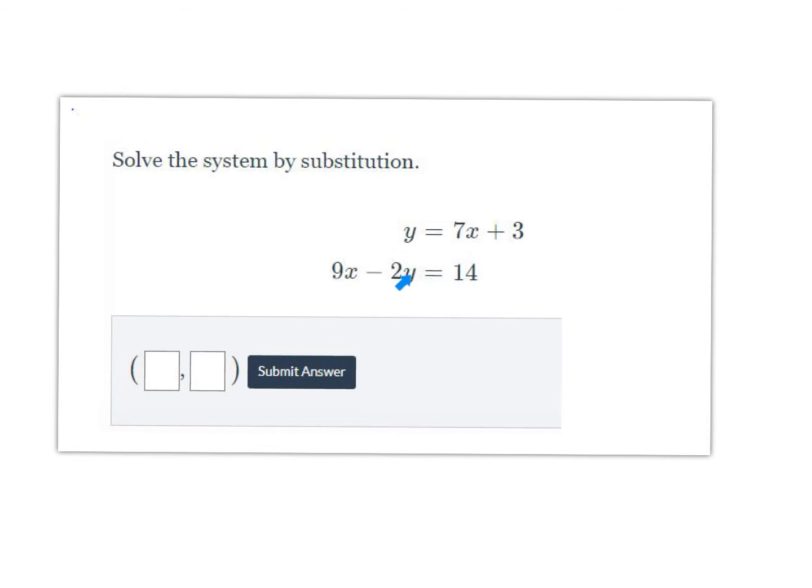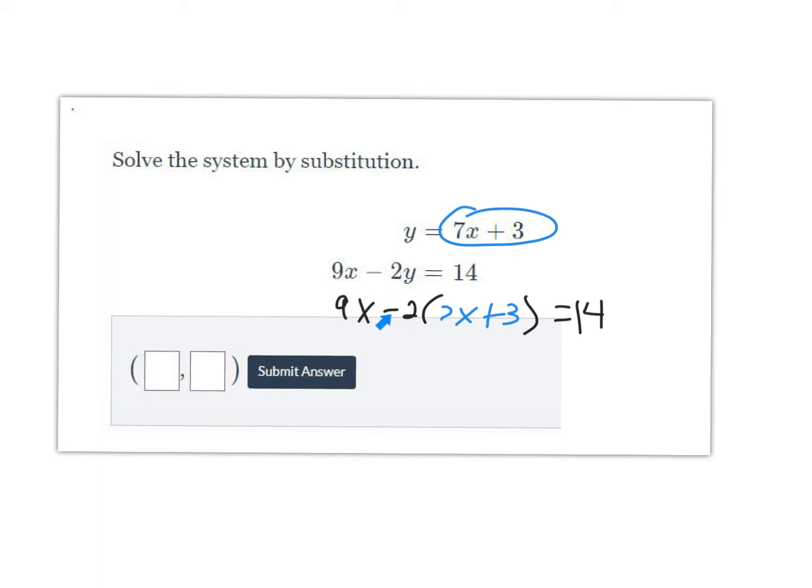What we're going to do is replace this y with 7x plus 3, because that's what y equals. By replace, I mean that this minus 2 gets multiplied by the y. That means we'd have to multiply all of this by the y. When we write it out, we have 9x minus 2 times the y value, and the y value we're going to substitute with 7x plus 3. And the rest of that equation says equals 14. So I've taken this 7x plus 3 and replaced it in this equation.